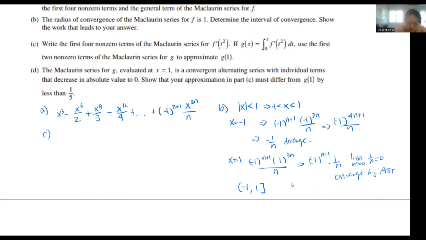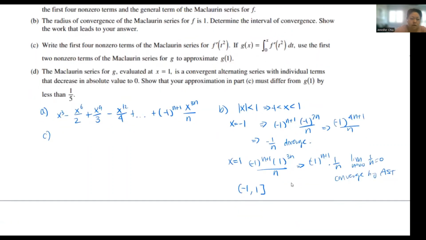So f of x is already defined up here in part A. This is your f of x, right? So let's do f prime of x. That will give us 3x squared minus, drop down the 6, so that's 3x to the 5th plus 3x to the 8th minus 3x to the 11th. And you can see it's all 3s. Pretty good. Okay, and it says find the first 4 non-zero terms. Okay, I already have the first 4 non-zero terms. Awesome. Now I'm going to plug in the t squared.